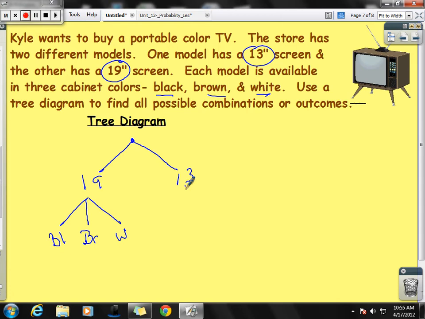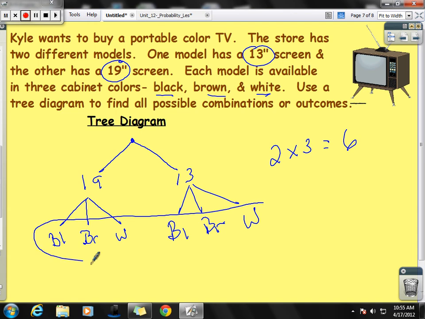Anyway, we have a 13-inch screen TV that can also be one of three choices: black, brown, or white. So, use the tree diagram to find all the possible combinations. Well, it's two choices in here. We're going to use the counting principle, and each one of those two choices has three possibilities, and 2 times 3 equals 6, and that tells us what our final possibilities can be.